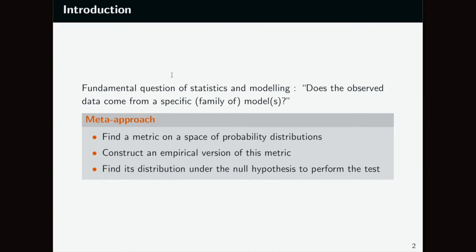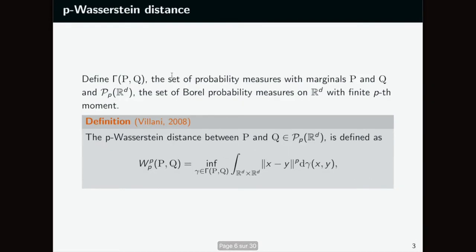Here, we'll follow this approach, relying on the pth Wasserstein distance. If we define Gamma(P,Q), the set of probability measures with marginals P and Q, and curly P, the set of Borel probability measures on R^d with finite pth moment, we can define the pth Wasserstein distance between P and Q, both belonging to curly P, as the following infimum over the set Gamma of this integral, which is an expectation with respect to gamma of the pth power of the Euclidean distance between X and Y.